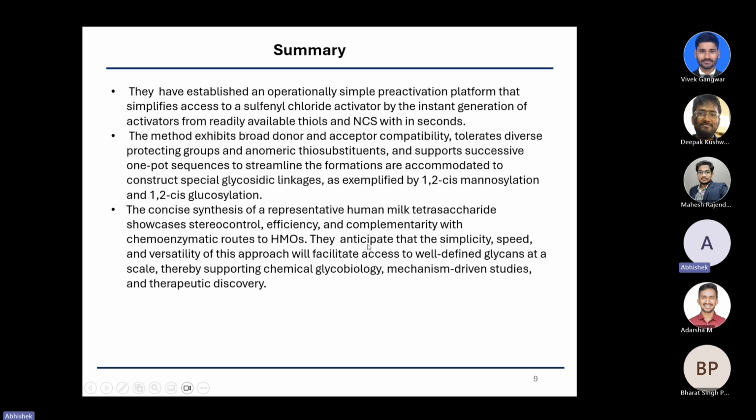They anticipate that the simplicity, speed, and versatility of this approach will facilitate access to well-defined glycans at scale, thereby supporting chemical glycobiology, mechanism-driven studies, and therapeutic discovery.